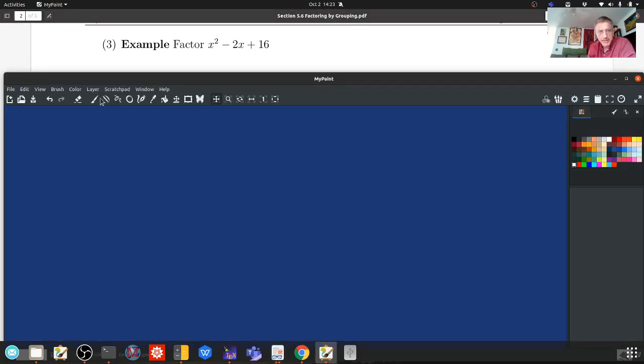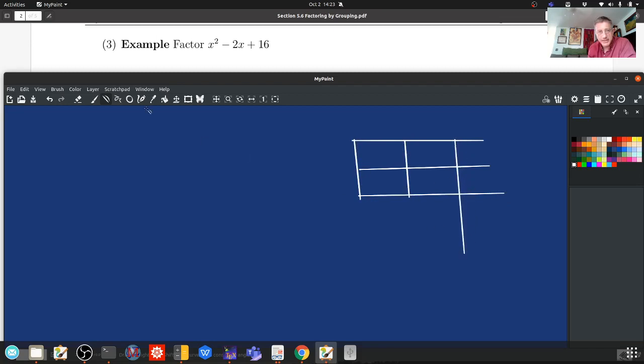So again, I make my little tic-tac-toe board, whatever you want to call it. It's nothing really formal, but you need something that looks like that. From the actual problem, I'm factoring x squared minus 2x plus 16. So it's monic. I put my x squared here, my constant term here, and my middle term at the end together with its sign.